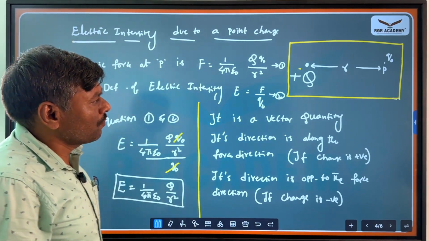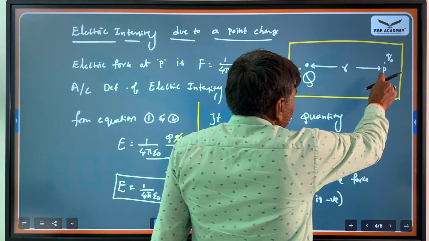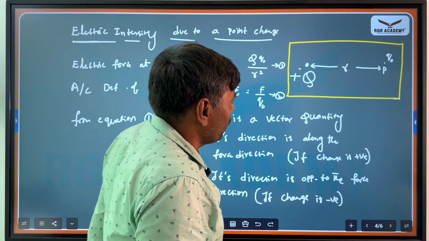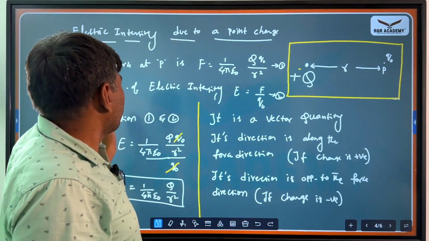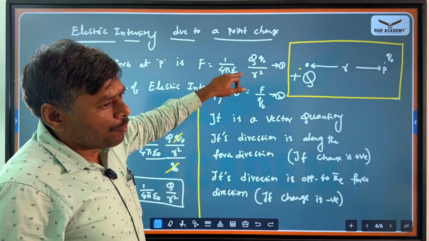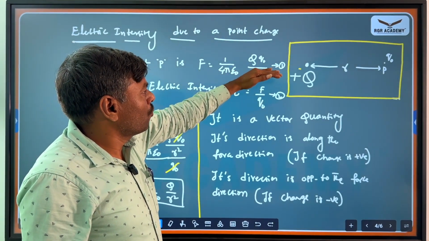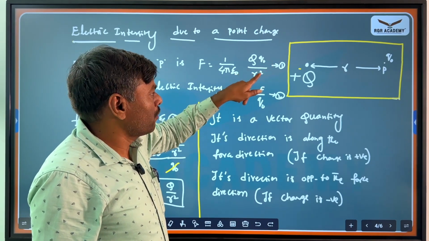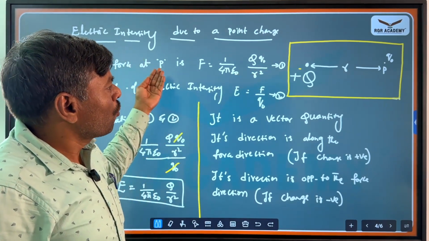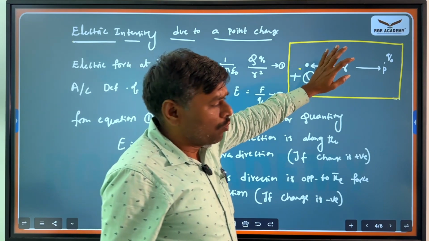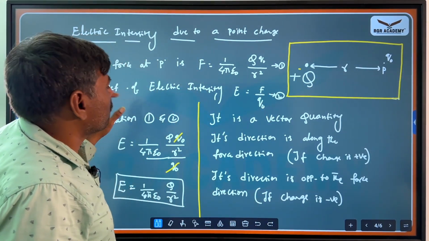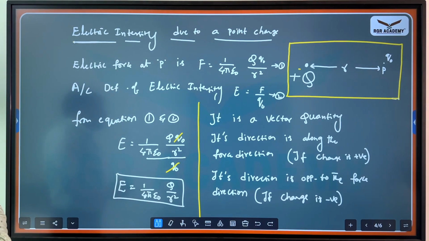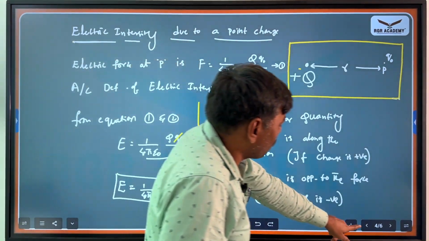First we want to find the force at P. The force at point P is F is equal to 1 by 4 pi epsilon naught Q Q naught by R square, according to Coulomb's inverse square law. In this case, we know the definition of the electric intensity, which we discussed in the last part.